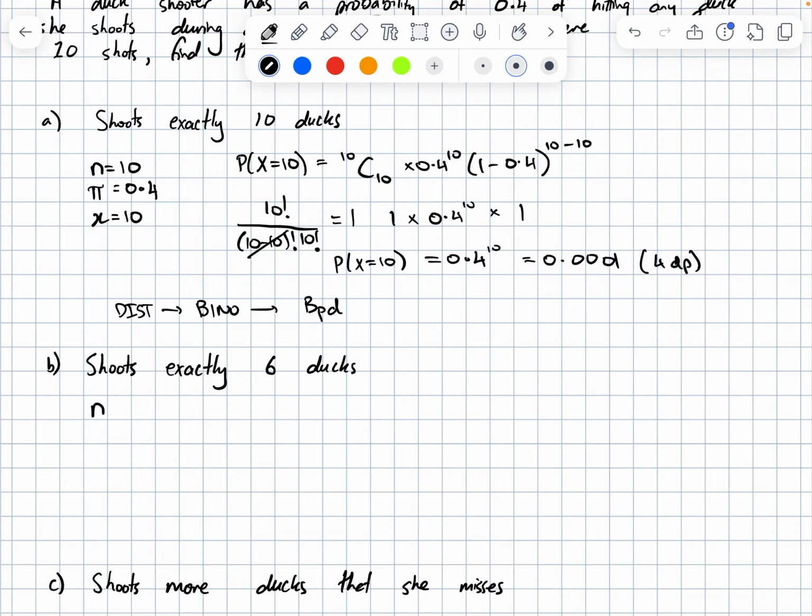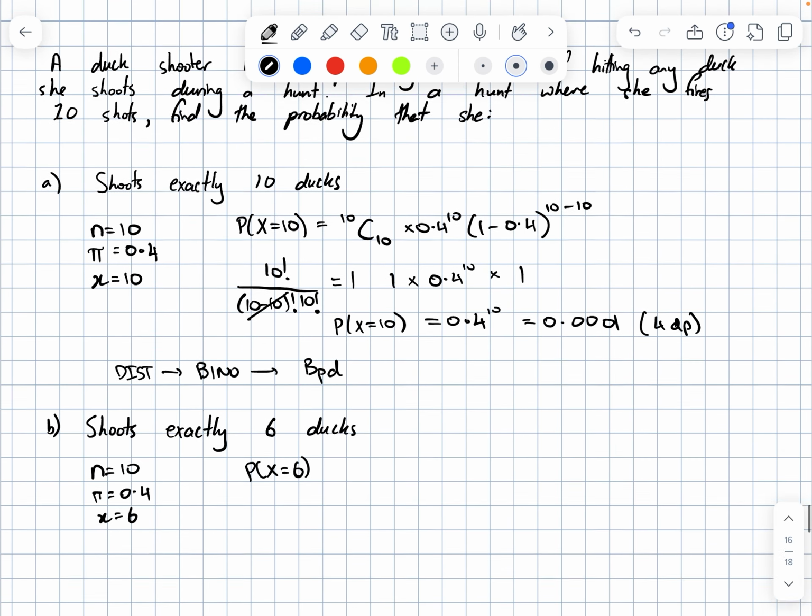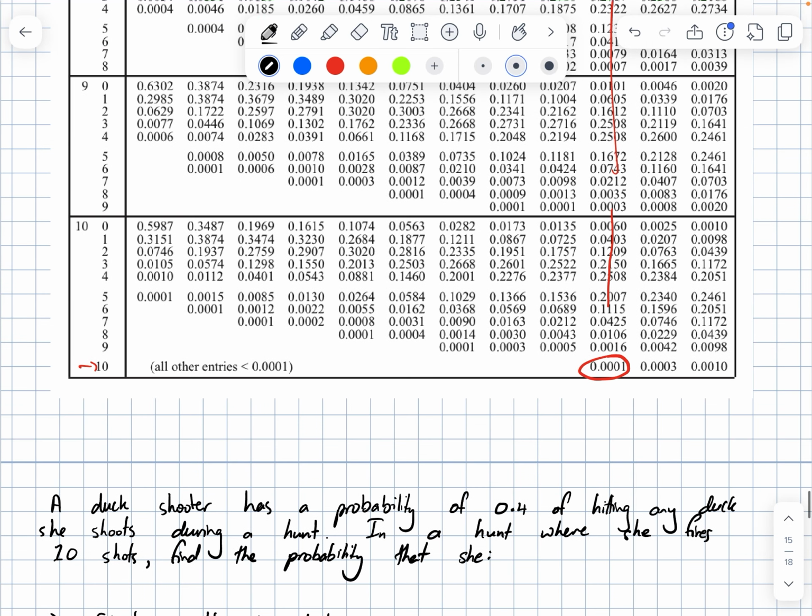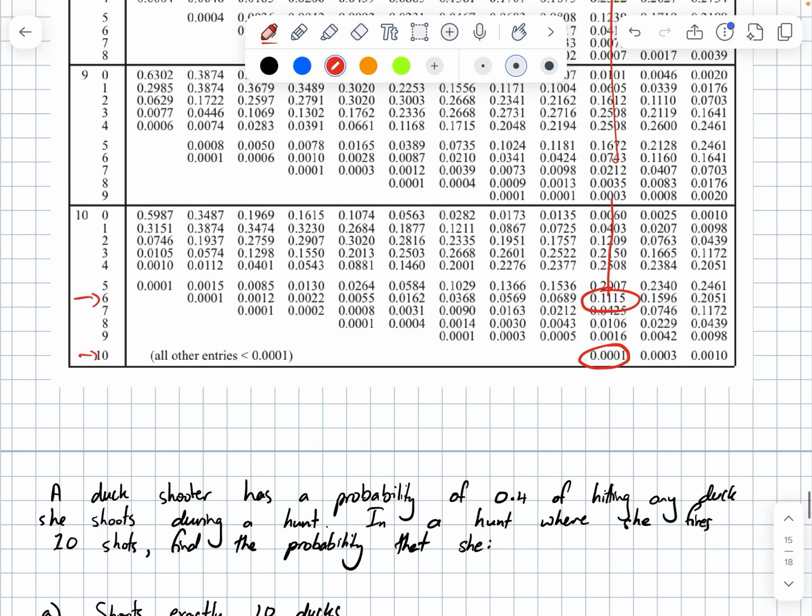What's the probability she shoots exactly 6 ducks? Well, n is still 10, pi is still 0.4, x is now 6. So the probability that x equals 6, we can use any of these options. If I just use the table this time, well, we're in the same section, but we're looking at 6 now, so we're going up a bit. That gives you this one here, and so that will be our answer, 0.1115.